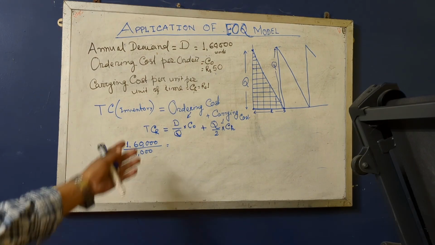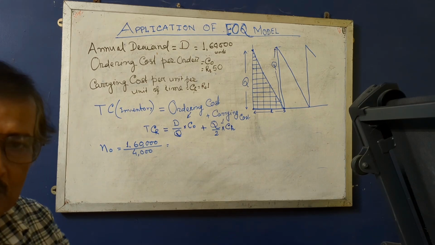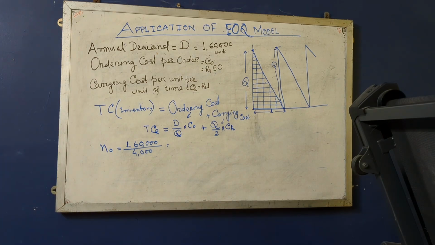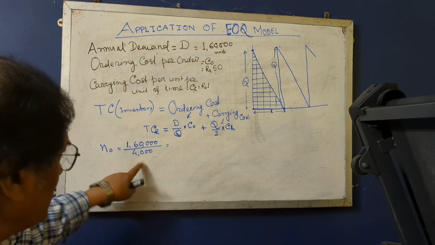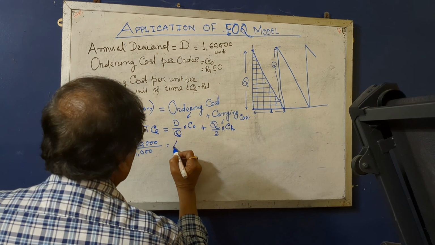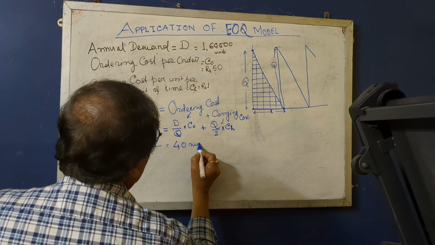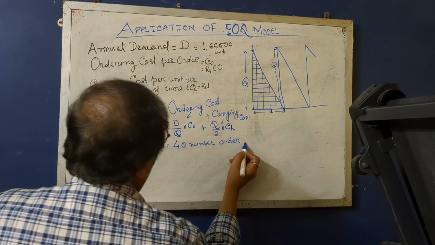Sir, how are you saying this? Already it is calculated by the formula. You can try also. If you order 5,000 at a time, then the cost will increase. If you go below 4,000 and order 3,000 at a time, again the cost will be more. And this is the best ordering quantity. Then how many orders? That means 40 orders are required to be placed.